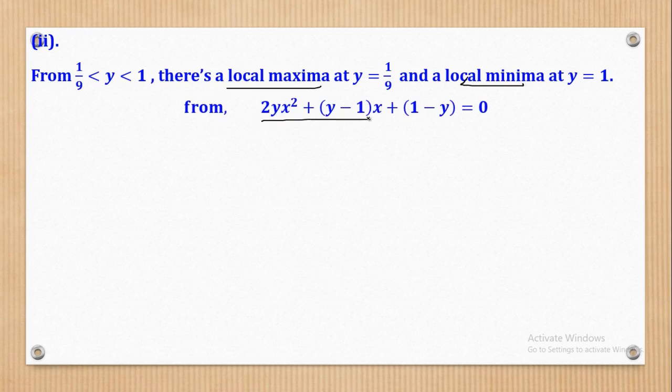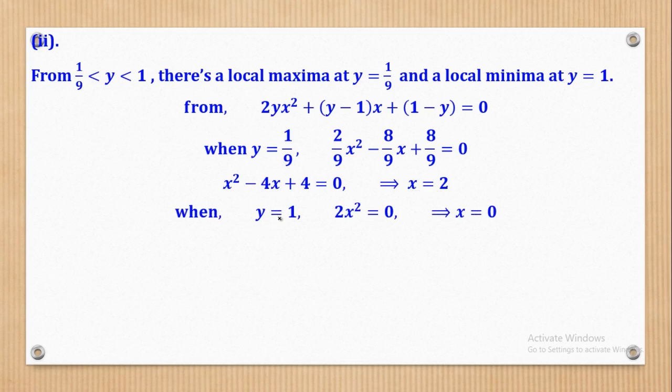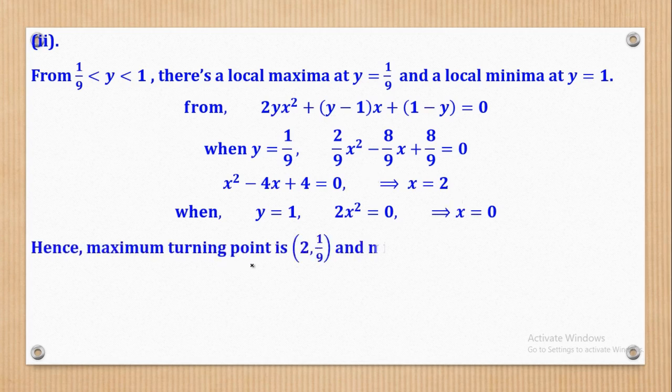Then remember this expression, you already got it from the quadratic expression in x. Therefore, come and substitute when y is equal to 1 over 9, where there is y, put 1 over 9 to come up with that. Multiply throughout, reduce the quadratic expression to come up with this, then solve it. When I solve it, this one will give me this because it has repeated roots. Then when y is equal to 1, come and substitute here, here and here to come up with this. So this will also have a repeated root, which is x equal to 0. Therefore, the maximum turning point is this and the minimum turning point is that.